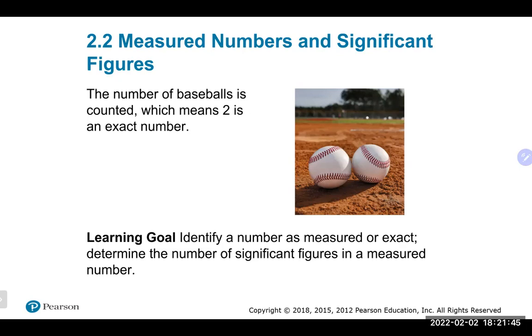There are really two types of numbers that we'll talk about in the next several slides. There are measured numbers, and there are exact numbers.